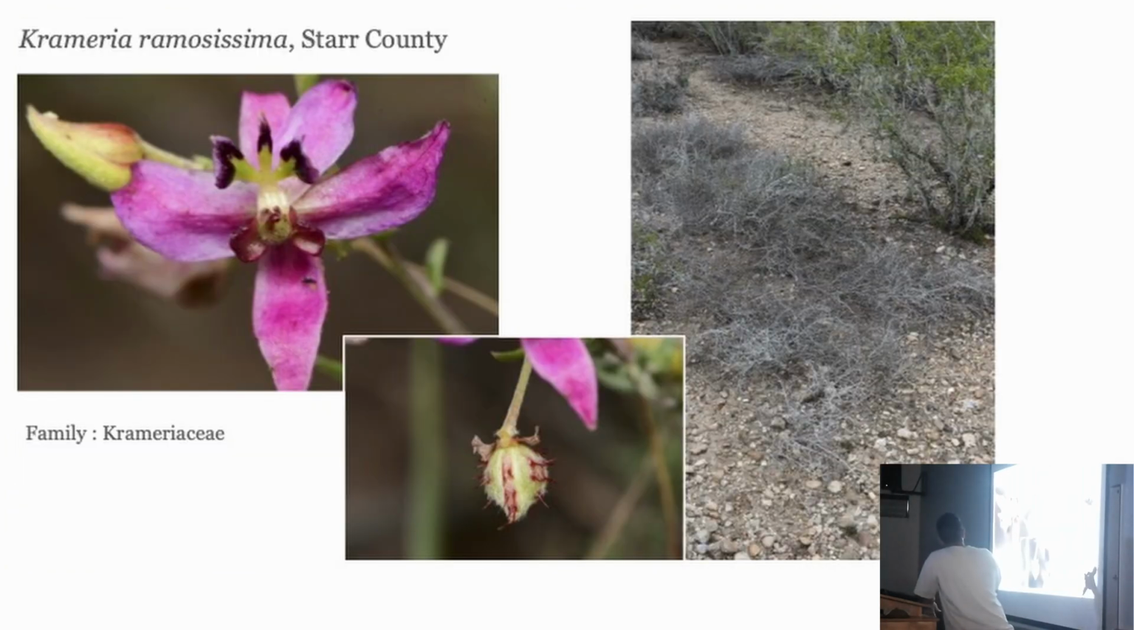Another one, Krameria ramosissima, one of my favorites from Starr County. It's definitely one of those plants you look at. This is what it looks like most of the year, and you're just like, it's just brush, whatever. And then when you see it in flower after a good rain, you'll also find Astrophytum and a lot of cool cacti hiding under this, using it as a nurse plant. Really cool ecology there. And then when it flowers, you get this beautiful flower here with these modified petals.